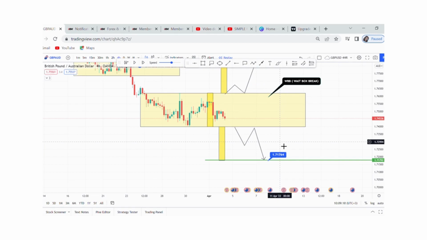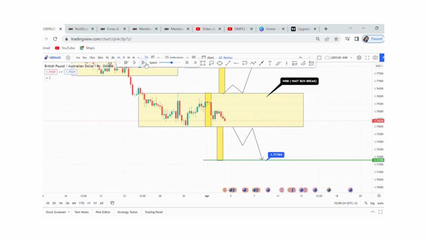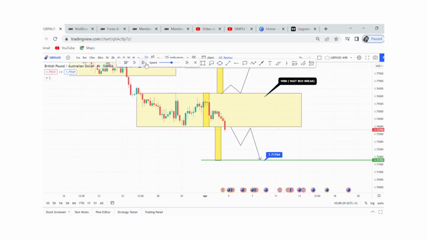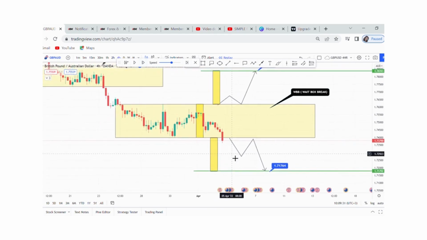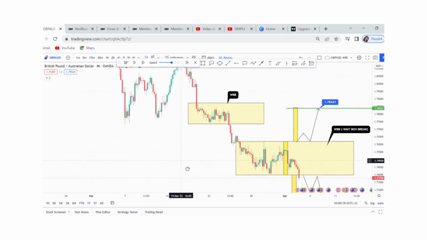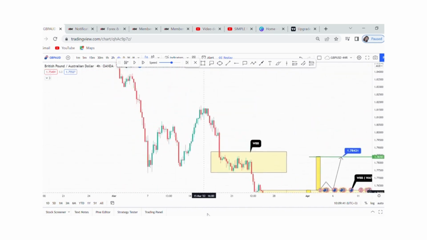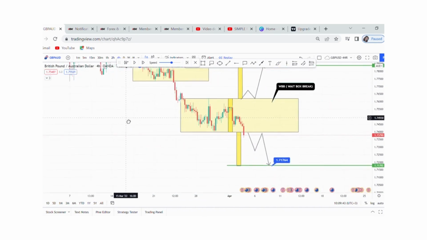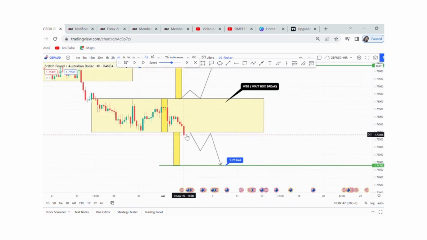So let's play so that you can see which direction the market broke into. You can see clearly the market has broken our box, and I have told you, wait for the box break. So if you found a channel like this and you had already identified the market was coming from the upward, and then the market has broken the box, what else do you need to do? You need to enter that trade immediately.